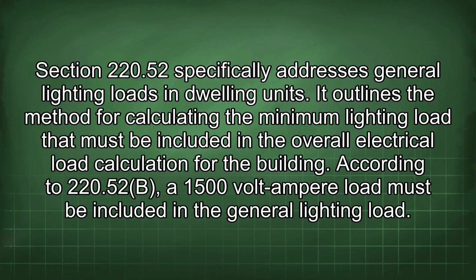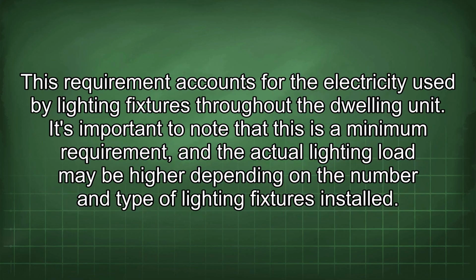Section 220.52 specifically addresses general lighting loads in dwelling units. It outlines the method for calculating the minimum lighting load that must be included in the overall electrical load calculation for the building. According to 220.52(B), a 1500-volt ampere load must be included in the general lighting load. This requirement accounts for the electricity used by lighting fixtures throughout the dwelling unit. It's important to note that this is a minimum requirement, and the actual lighting load may be higher depending on the number and type of lighting fixtures installed.